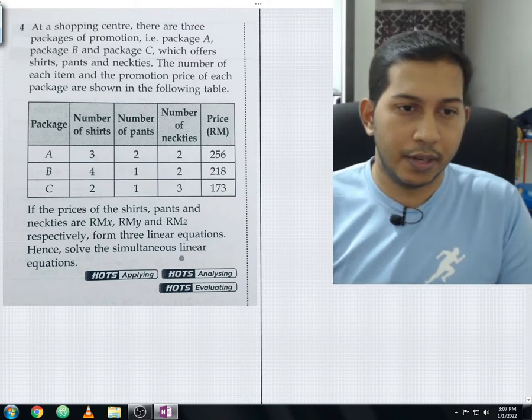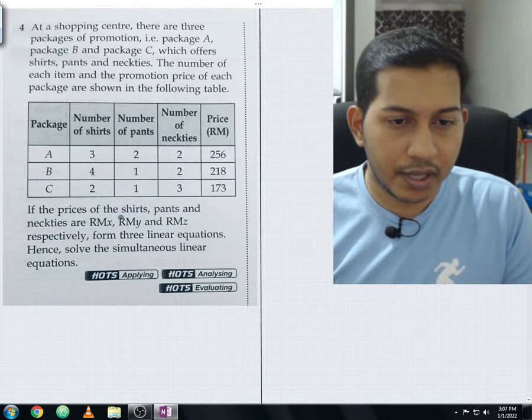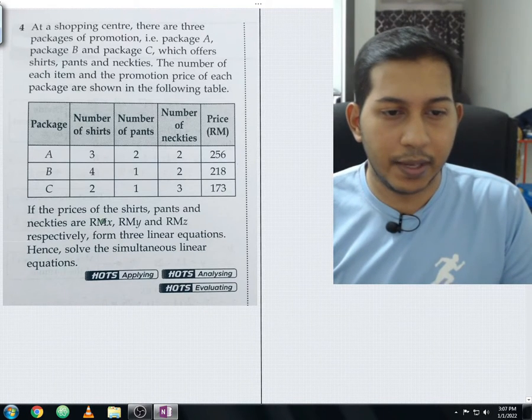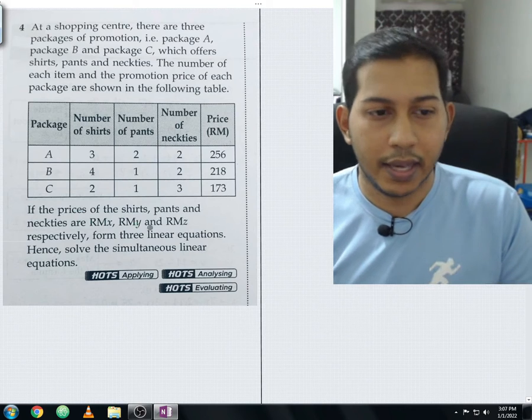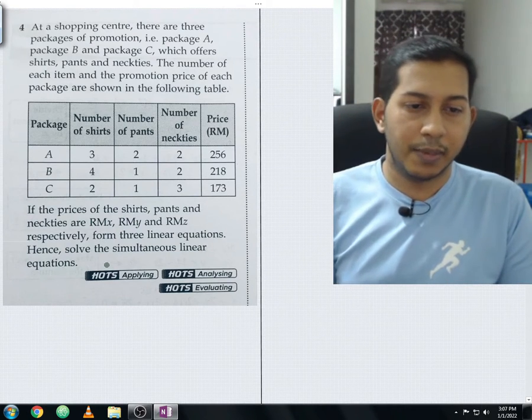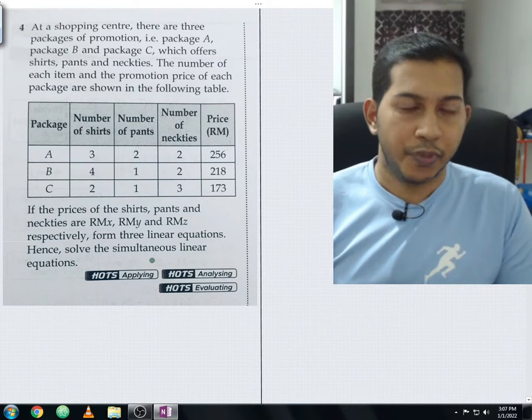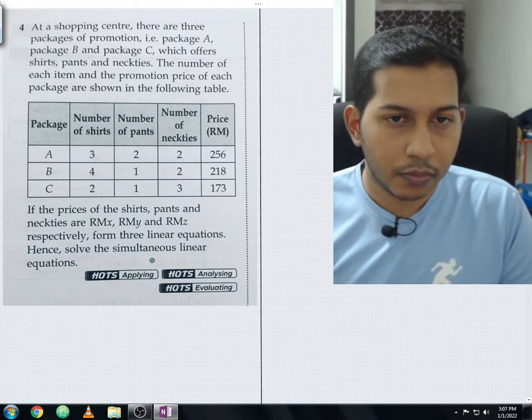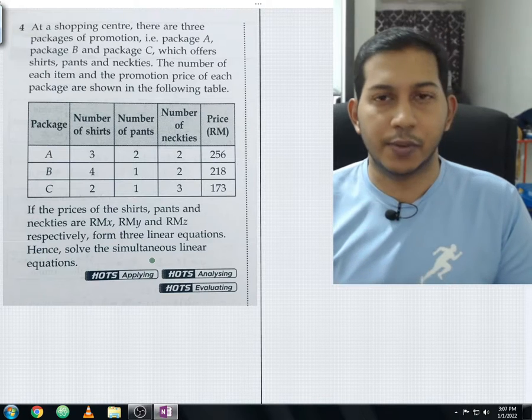Okay, so continue to read the question. If the prices of the shirts, pants and neckties are X ringgit, Y ringgit and Z ringgit respectively, form 3 linear equations. Hence solve the simultaneous linear equations. Okay, so this is the overall question. So without further delay, let us start to solve this question now.